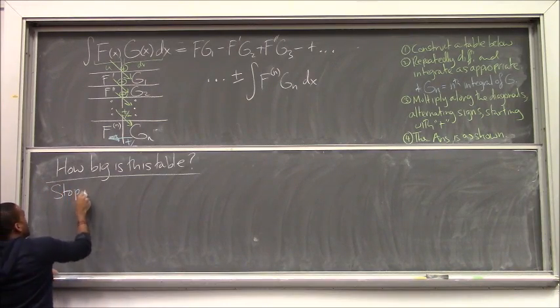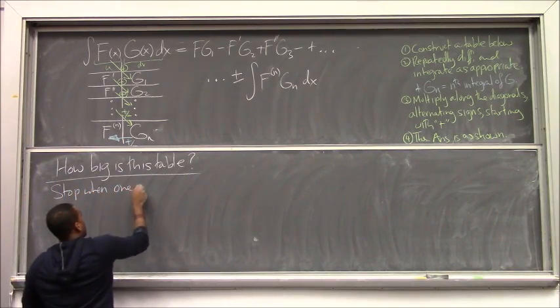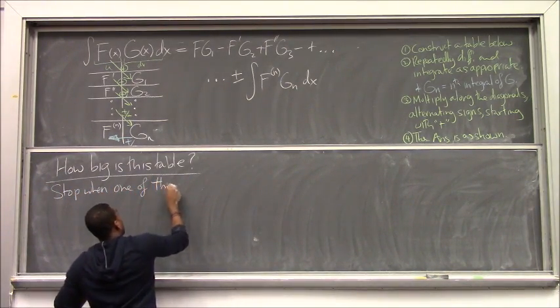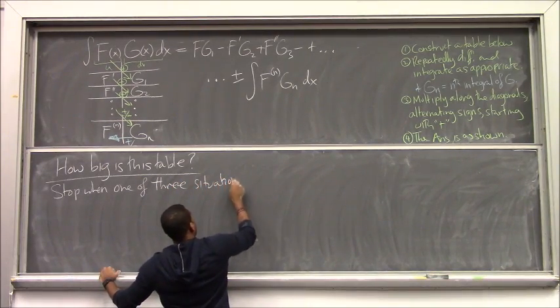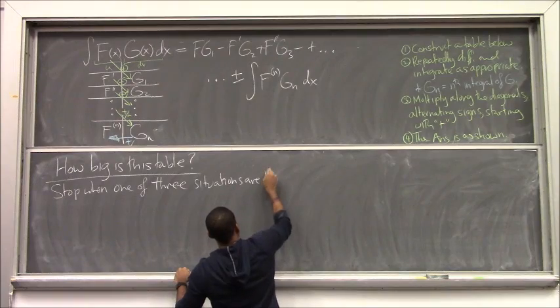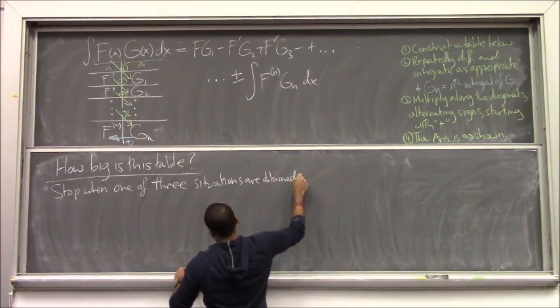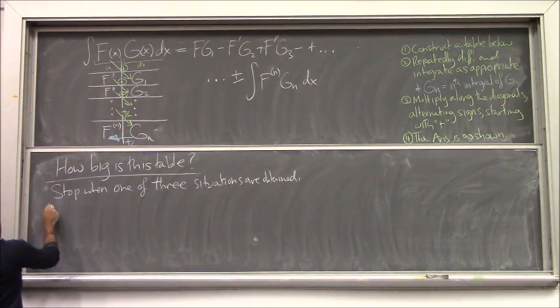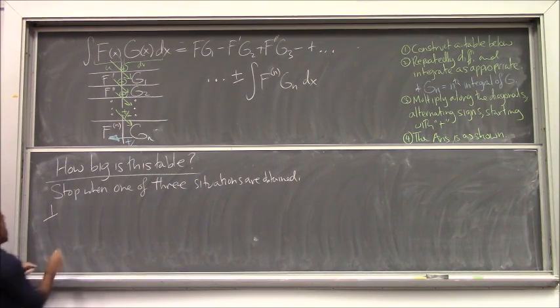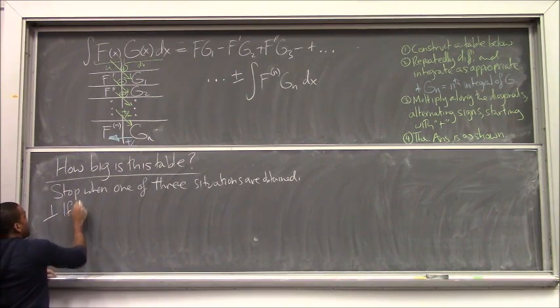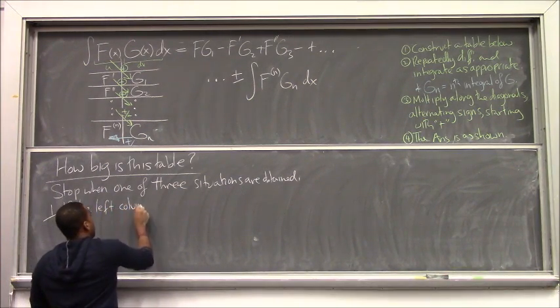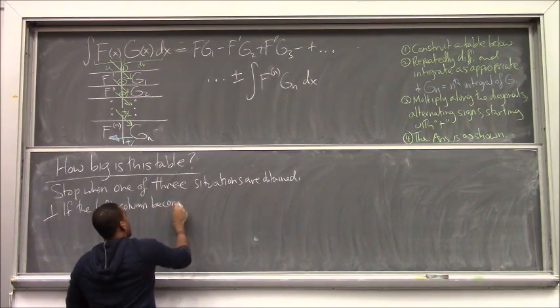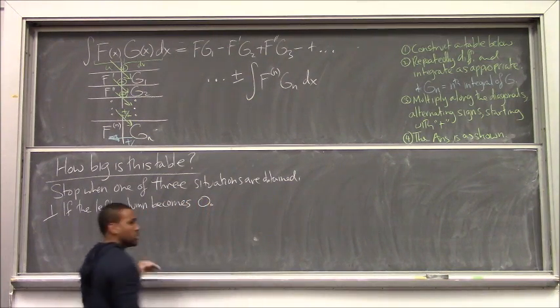Stop when one of three situations are obtained. 1. So one way to know when to stop, if the left column becomes 0. It's one way.